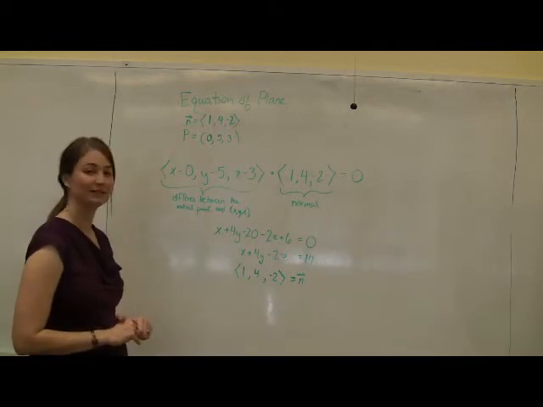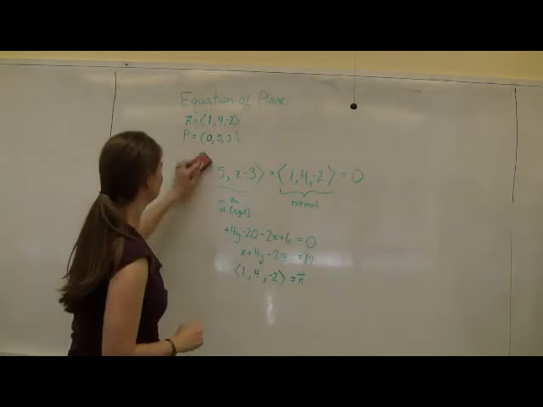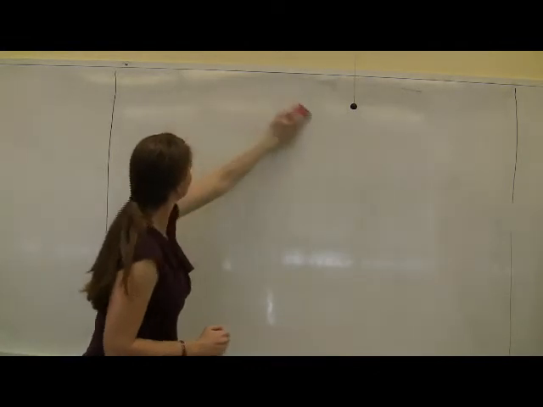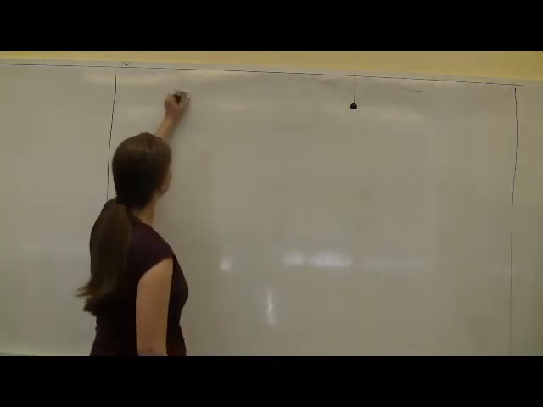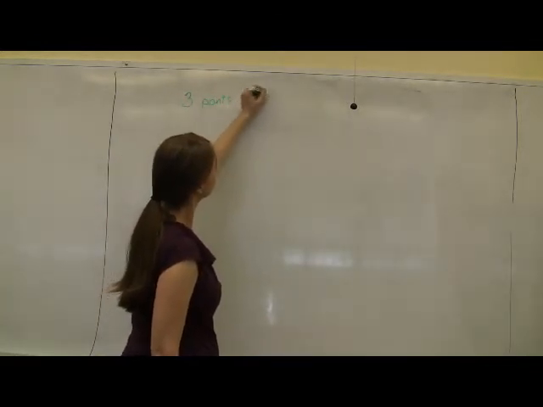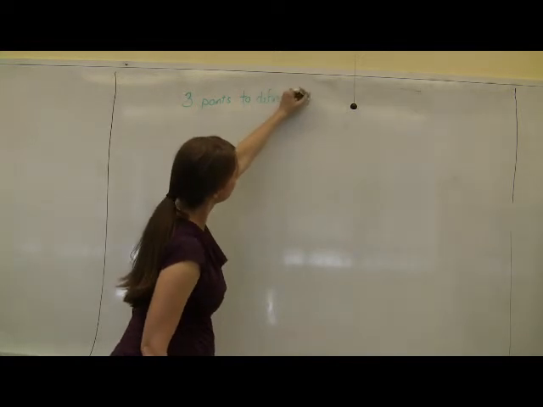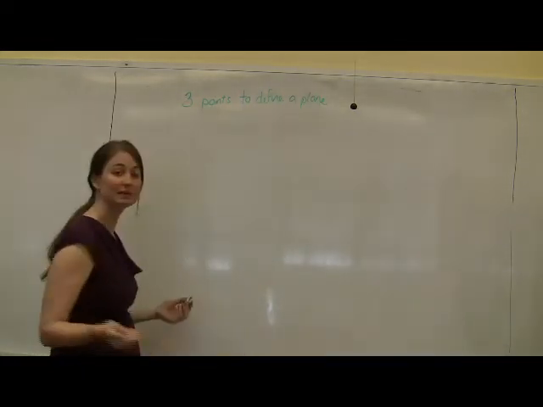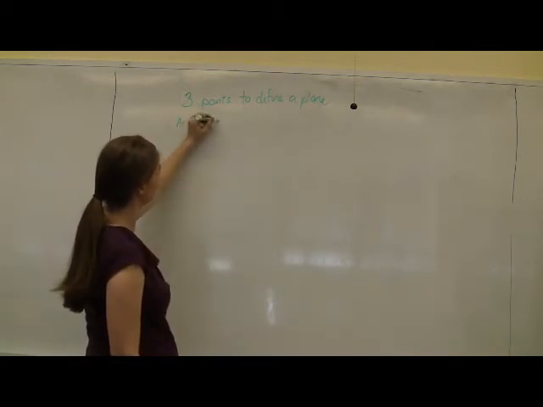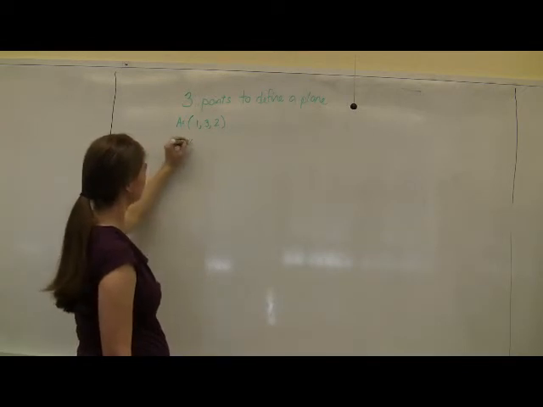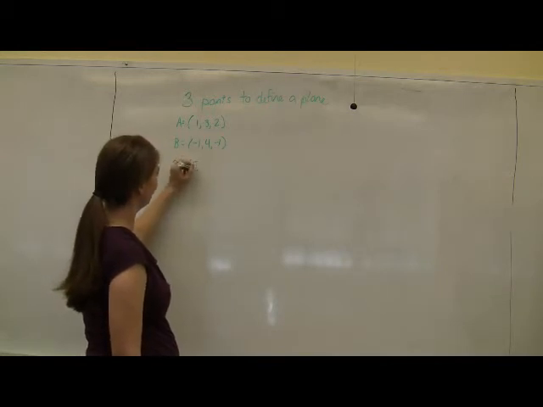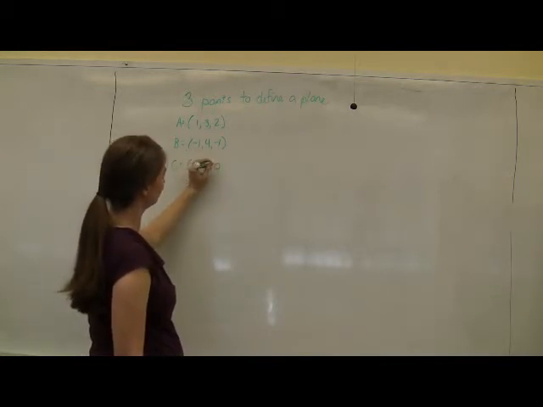So the final skill that we want to talk about is using 3 points to define a plane. So let's say that we have 3 points. Let's say our point A is equal to 1, 3, 2. Let's say our point B is equal to negative 1, 4, negative 1. And let's say our point C is equal to 5, negative 2, 0.